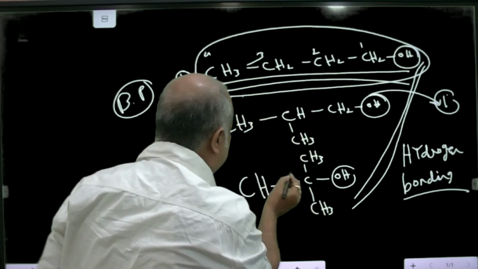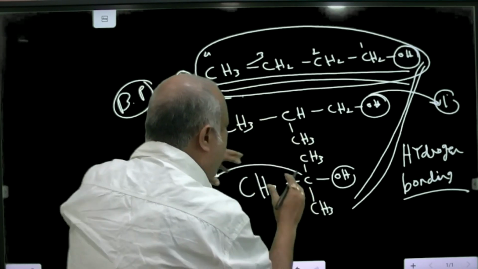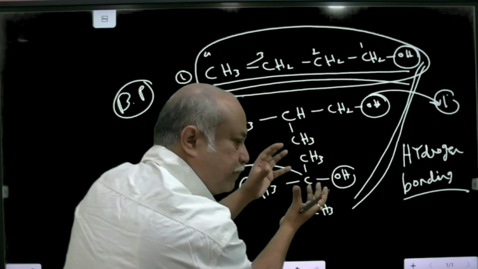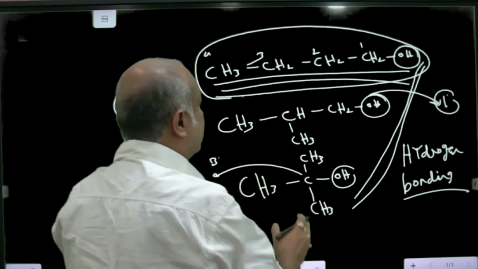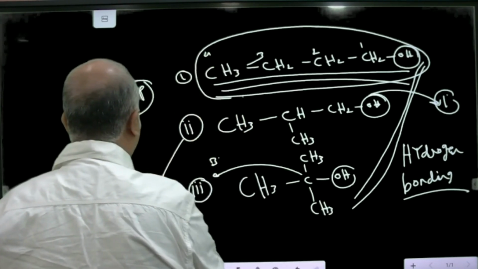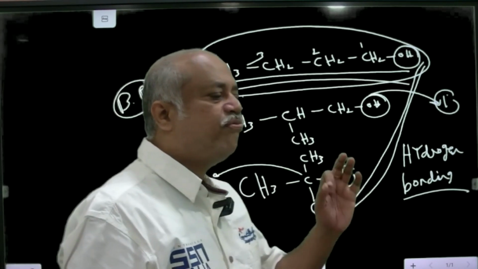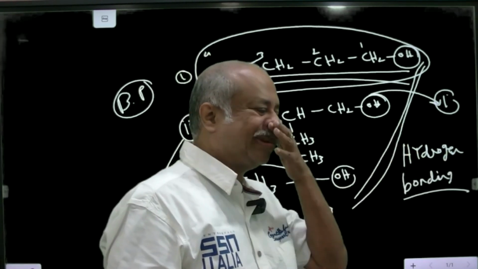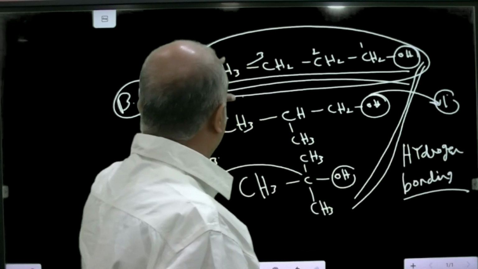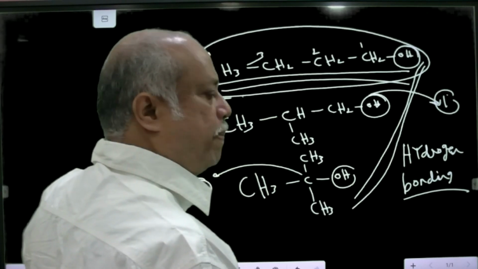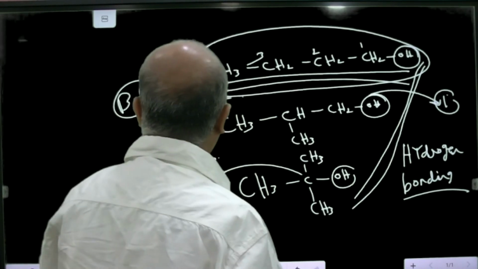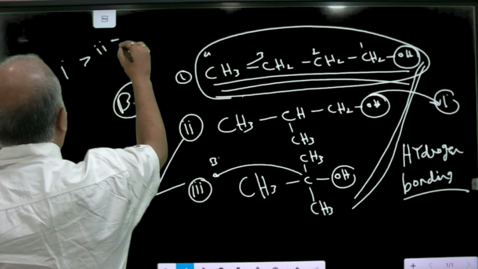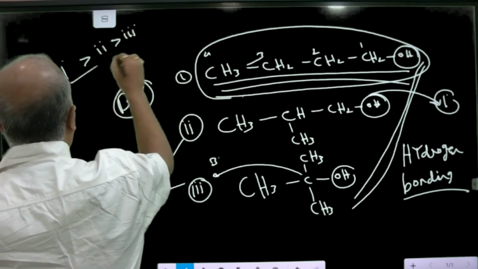This is the 3-degree alcohol. This is much more branched, then surface area is much more close, just like spherical. For this reason, these two have weak van der Waals force. For this reason, comparing the three types of alcohol, boiling point 1 greater than 2 greater than 3. Write it.